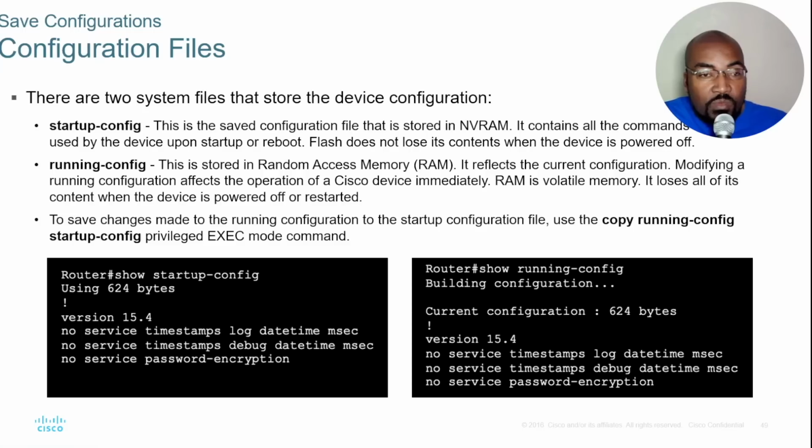So essentially, volatile meaning that as soon as you pour gasoline on something, light it up, bam, blows up right away. So to save changes made in the running config to startup configuration files, you can use the copy running-config startup-config privilege exec mode command. This is how you save the information. So for example, here it has show startup-config, has all the information here, and then show running-config, and it builds. It has all the timestamps, right? All the information that comes up.